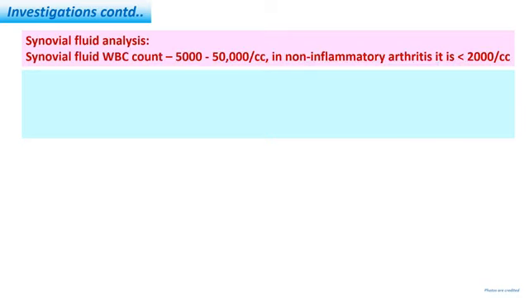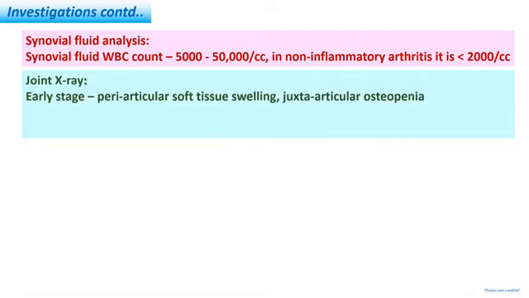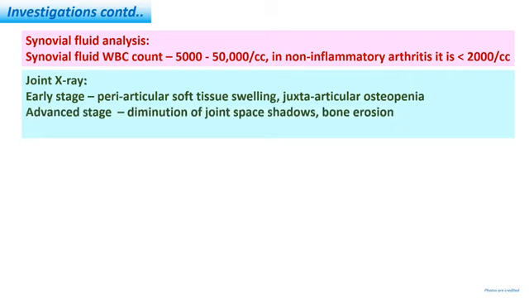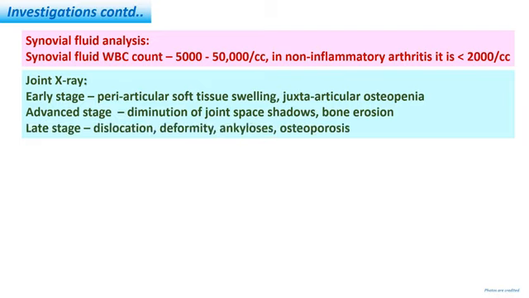Synovial fluid analysis. Synovial fluid white blood cell count in rheumatoid arthritis patient is usually 5,000 to 50,000 per cc, whereas it is less than 2,000 in non-inflammatory arthritis cases. Regarding joint X-ray, early stage may show periarticular soft tissue swelling and juxta-articular osteopenia. In advanced stage, diminution of joint space shadow with bone erosion. Late stage may show dislocation, deformity, ankylosis, and osteoporosis.